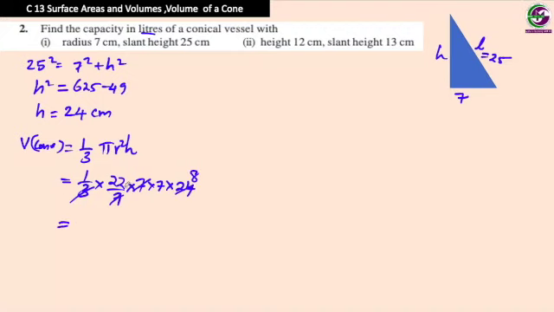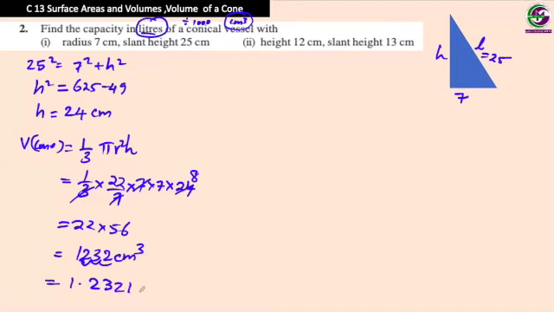which will be 22 times 56, which is 1232 centimeter cube. Now we have to convert it into liters, which means divide by 1000 because it is in centimeter cube. So divide by 1000, which means we move the decimal 3 steps back. So it is 1.232 liters.